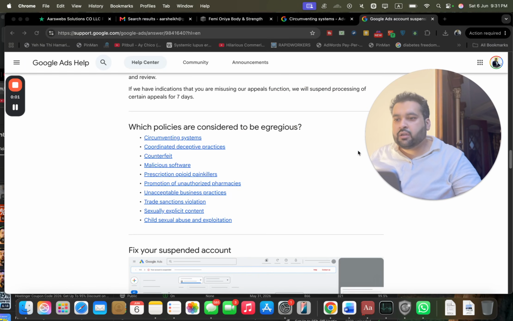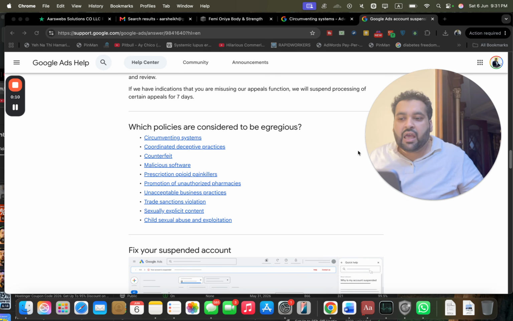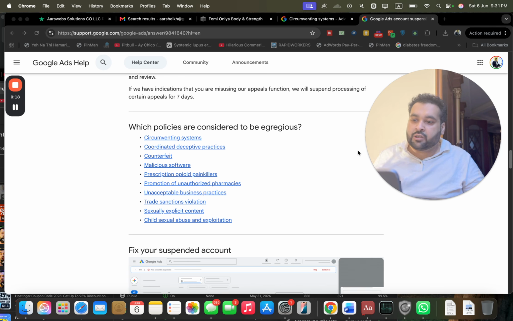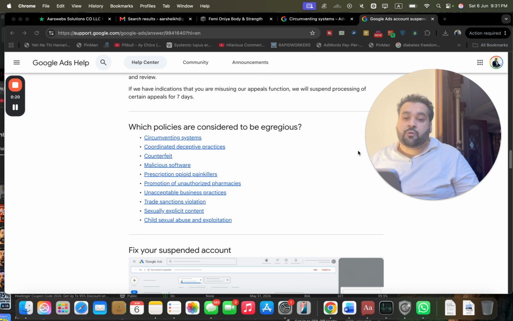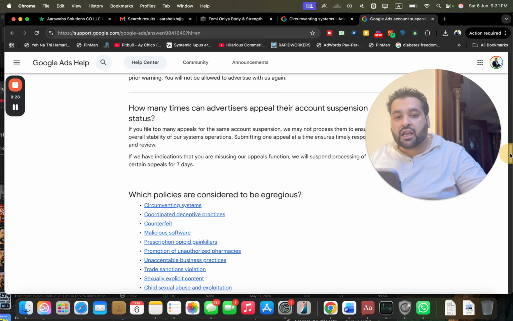Do you know that these are some of the popular reasons why your Google Ads account can be suspended, including circumventing system, deceptive practices, counterfeit, malicious software, egregious violation, unauthorized pharmacies, unacceptable business practice policies, trade sanctions violations, sexually explicit content, child sexual abuse and exploitation, and misrepresentation, unpaid balance, suspicious payment. These are a few of the reasons why your Google Ads account can be suspended.